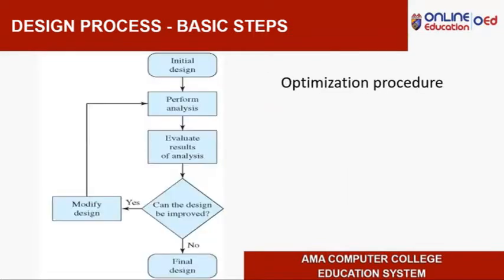So here is an example of an optimization procedure. First, of course, you have to have your initial design. Once you have your initial design, you have to perform the analysis. After that, you have to evaluate the result of your analysis. And then here we'll have two options. Can the design be improved? It's either yes or no.